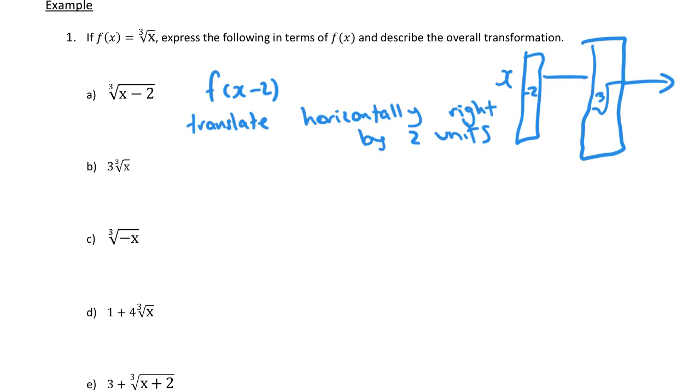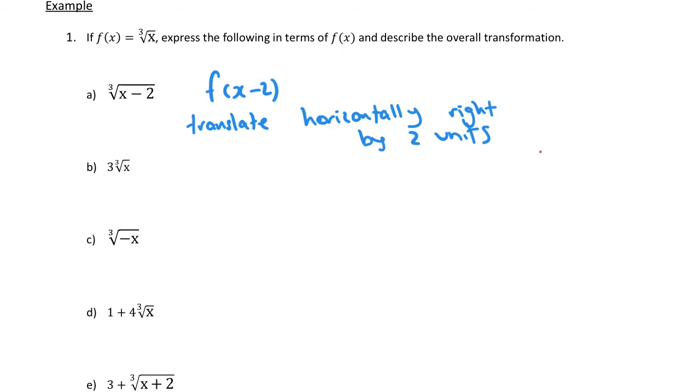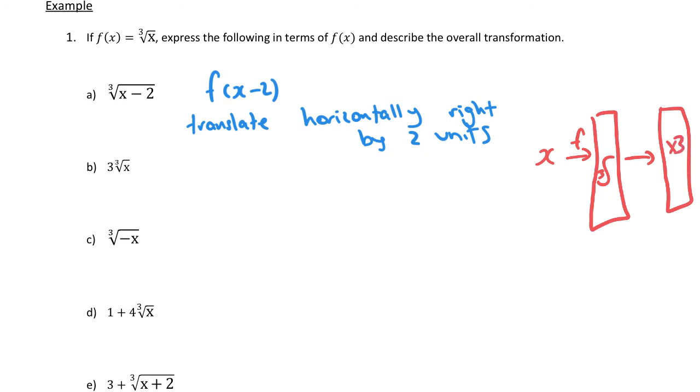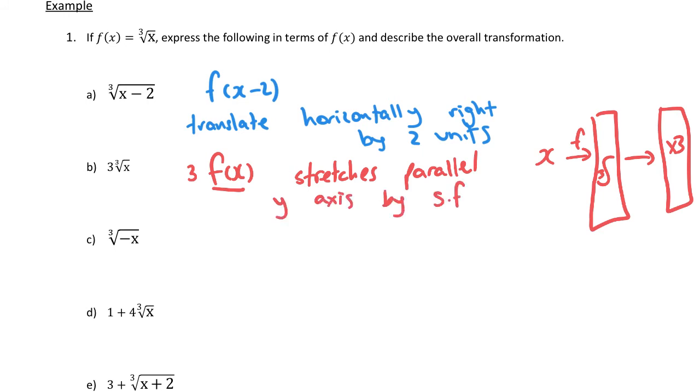In example B, this time our function machine has x going into the box, and we're doing the cube root, which is f first of all, and then we're multiplying it by 3. So that's going to be 3 f of x. We're working out the f of x first of all, and then multiplying it by 3. What that does is stretch it parallel to the y-axis by a scale factor of 3. So it's going to stretch it vertically by 3.